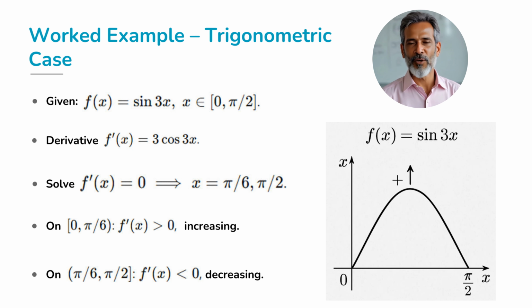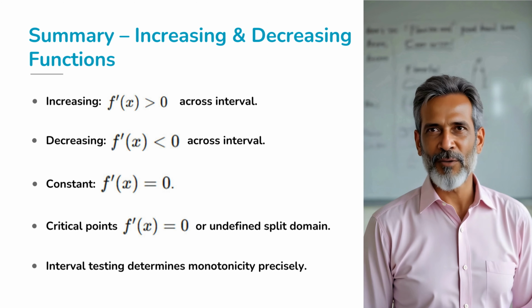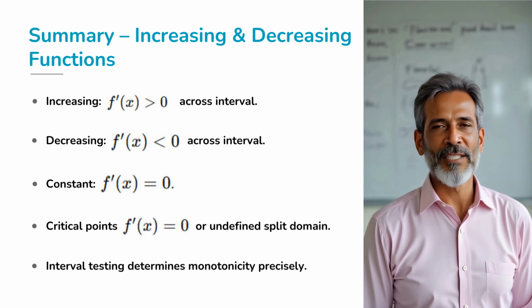Let's also look at a trigonometric example. f of x equals sine of 3 times x. The derivative is f prime of x equals 3 times cosine of 3 times x. By solving f prime of x equals 0, we find critical points at x equals pi over 6 and x equals pi over 2. From 0 to pi over 6, f prime of x is greater than 0, so the function is increasing. From pi over 6 to pi over 2, f prime of x is less than 0, so the function is decreasing.